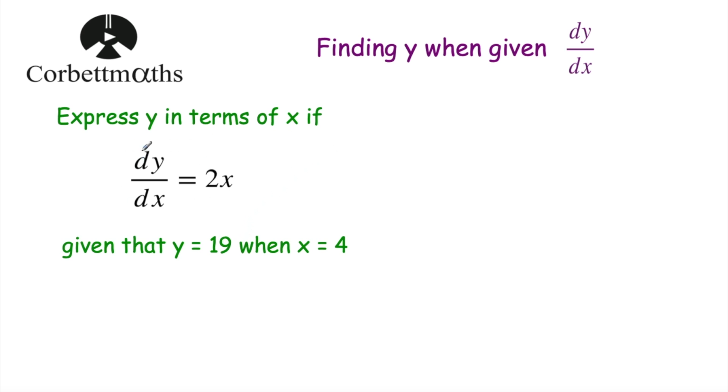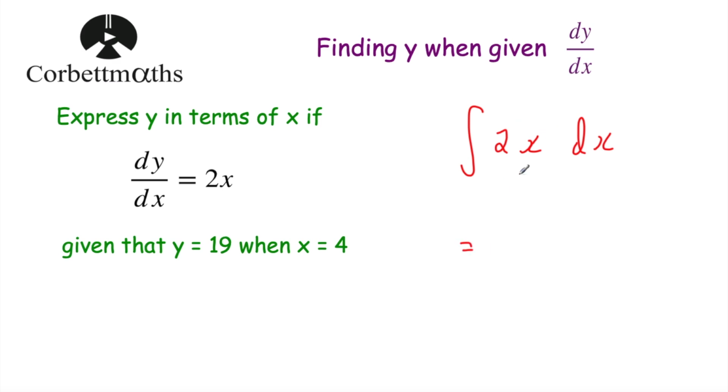Okay, so we know that dy by dx is equal to 2x. So the gradient function is equal to 2x. If we want to find out what y is, we're going to integrate. So let's integrate 2x with respect to x. To integrate, we're going to increase the power of x by 1, and then divide by the new power. The power at the minute is 1. It's 2x to the power of 1. We tend not to write a power of 1.